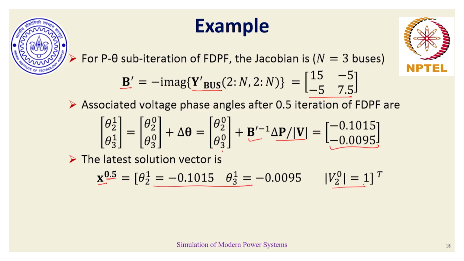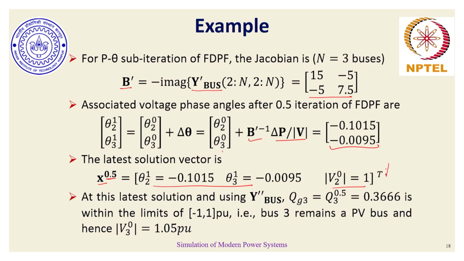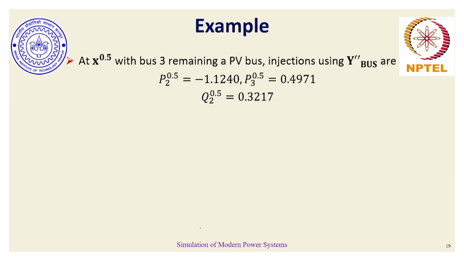The voltage magnitude, however, still needs to be updated. So at this solution, we again evaluate the mismatches, the corresponding injections using the actual Y bus. And we see here that bus 3, which is a PV bus, the check has to be made. Its generation is 0.3666. There is no load connected, which is still within its given limits of Q min and Q max, and hence bus 3 remains as a PV bus.